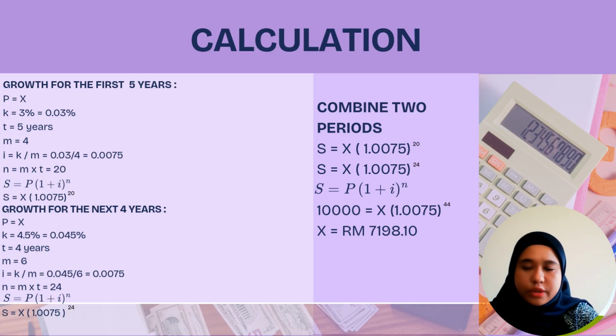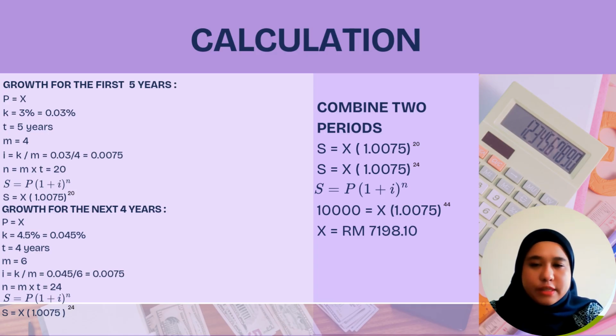Here's the calculation. Growth for the first 5 years. P equals X. K equals 3%. T equals 5 years. M equals 4. i equals K over M equals 0.0075. n equals 20. Here's the formula that I use. S equals P(1 + i)^n. S equals X(1.0075)^20.